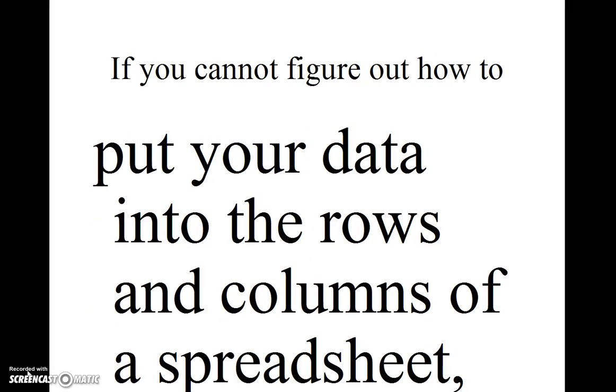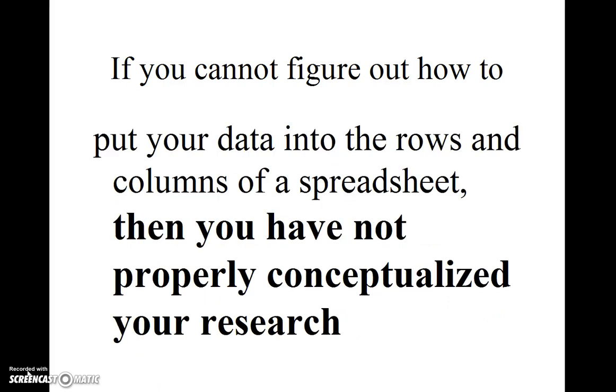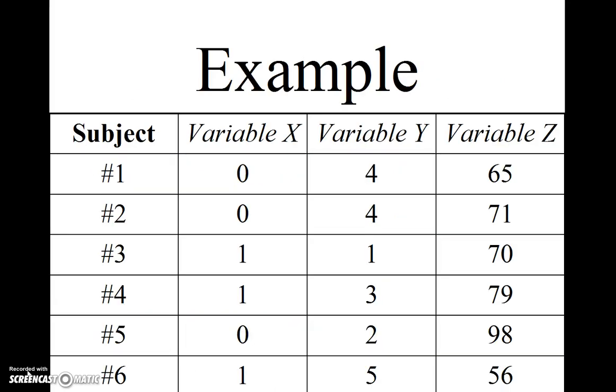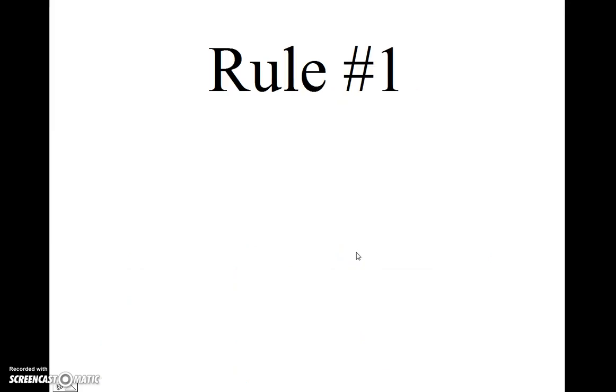And if you cannot figure out how to put your data into the rows and columns of a spreadsheet, then you have not properly conceptualized your research. This is what your final data should look like. You have your subjects in the individual rows, and the columns represent different variables. Each number that you see here represents the score of a given subject on a particular variable.